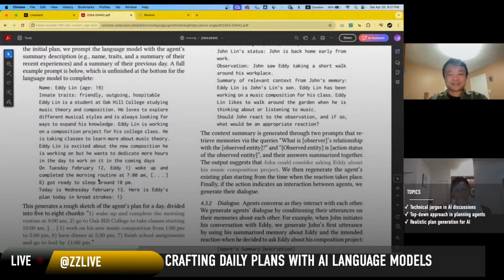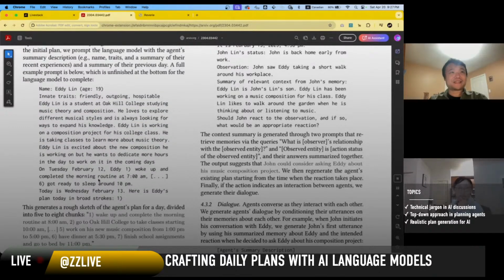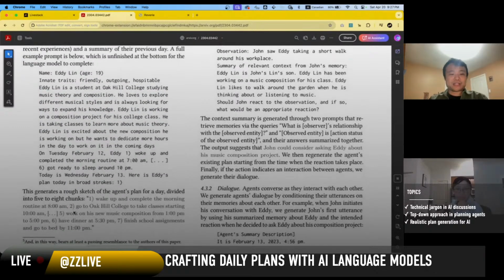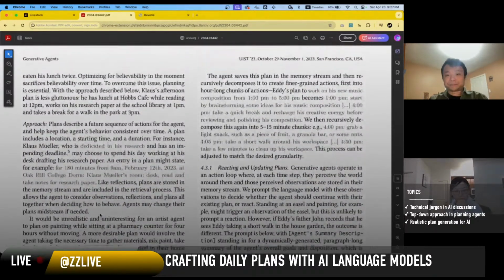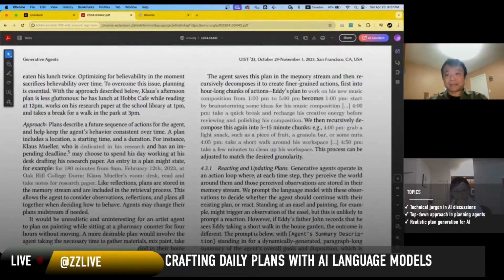Any thoughts, or should we keep reading? Keep reading. This generates a rough sketch of the agent's plan for a day, divided into 5 chunks. Wake up, go to Oak Hill College. Okay, broad strokes. The agent saves this plan in the memory stream and then recursively decomposes it to create finer-grained actions.